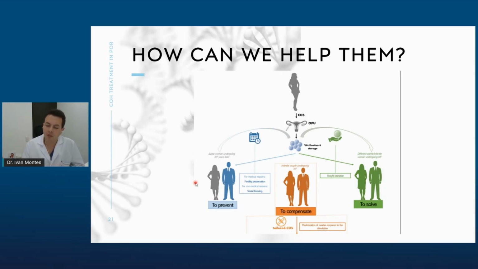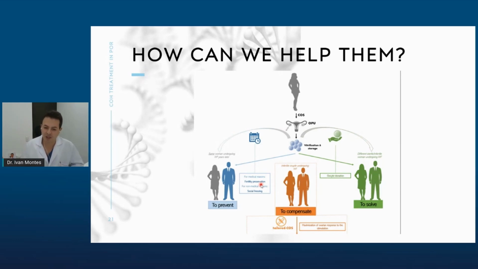You should recommend to prevent, and the way of preventing, having to think in this type of patients, is to preserve fertility, to preserve eggs. That would be my first recommendation for this type of patients. But, well, there's actually no way that we can prevent the damage or the decrease of quality or the quantity of the woman's eggs. But we can try to compensate these patients.